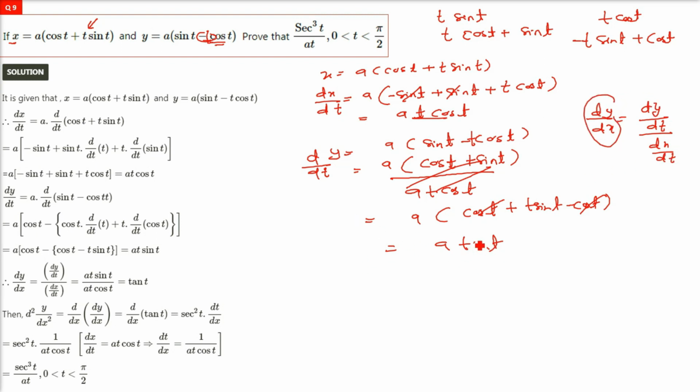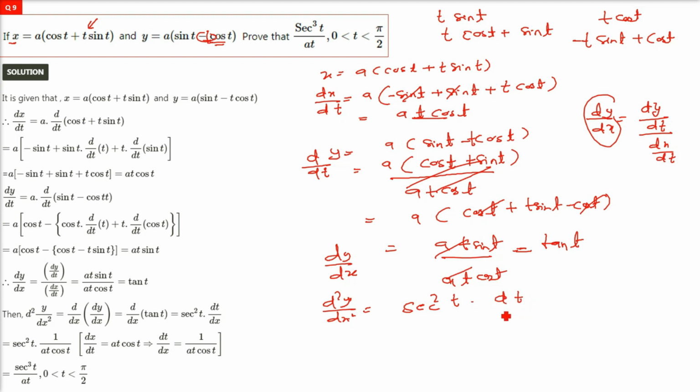Okay, now dy by dx, you know already how to find it out. dy by dx is dy by dt divided by dx by dt. So a gets cancelled. sin t by cos t is tan t. So dy by dx now is tan t. So d2y by dx2 is what? tan t gives sec square t. But you are not differentiating with respect to t. You are differentiating with respect to x. So you have to differentiate t again, so you have to write dt by dx also. But dx by dt already is with us. dx by dt we have already computed as a t cos t.